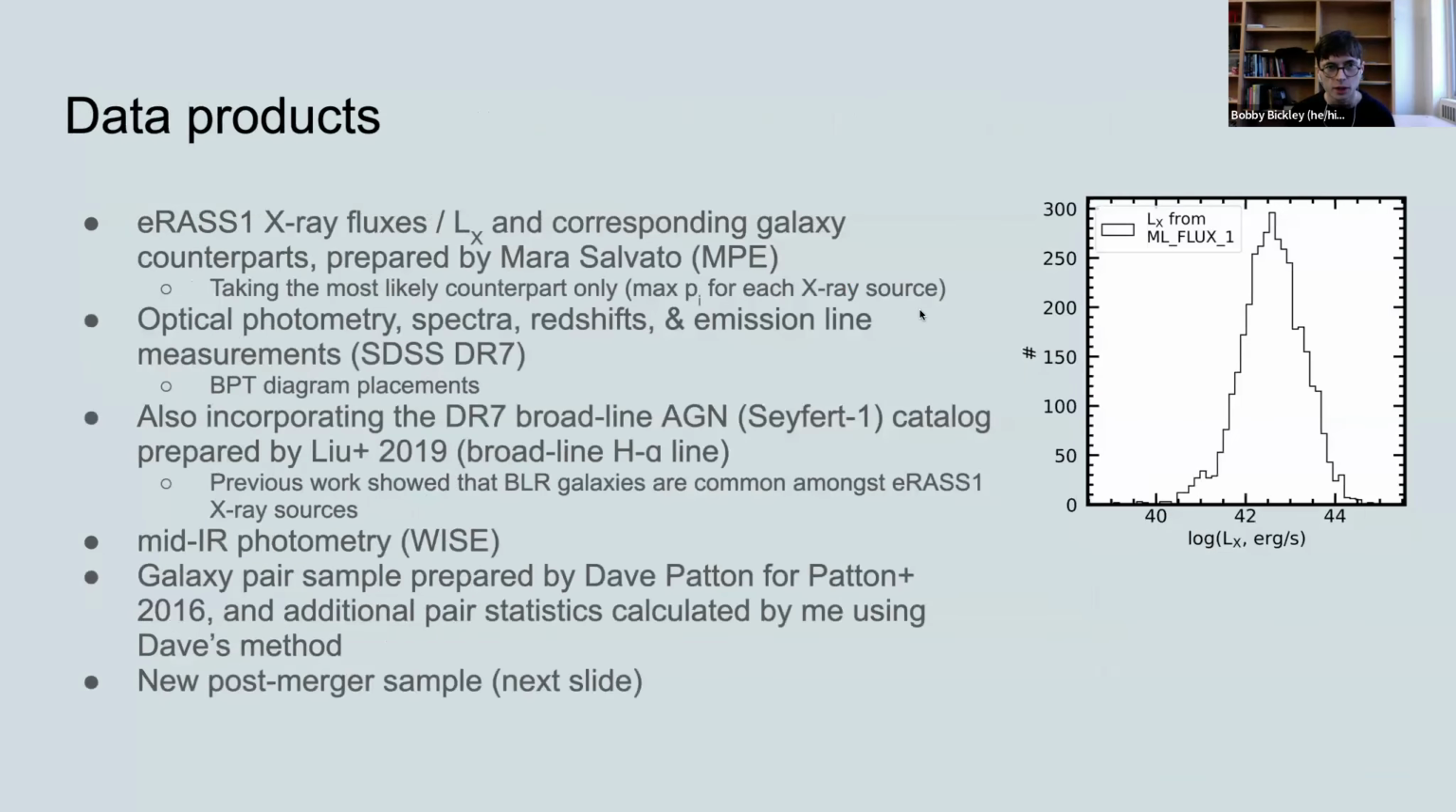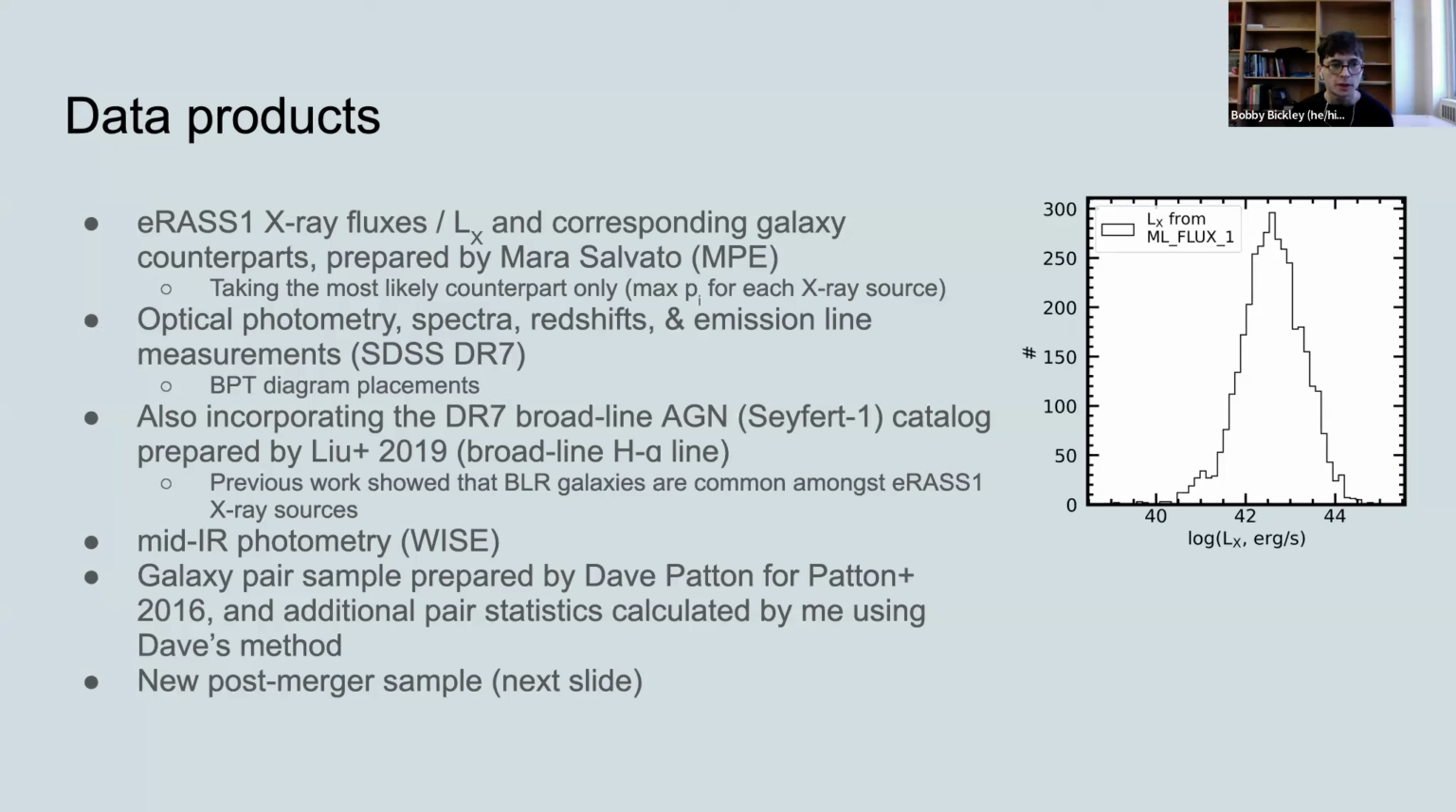So just to give a really quick overview of the data products, because there are a lot of different ones being folded into the study here, and I want to introduce everything before I start throwing names of telescopes around. We have these eROSITA all-sky survey X-ray fluxes, which we can turn into X-ray luminosities, prepared by my colleague Mara Salvato at MPE. She does this by taking the most likely counterpart for each X-ray source on the sky. And if that most likely counterpart is a galaxy that's in my catalog, then I know about it.